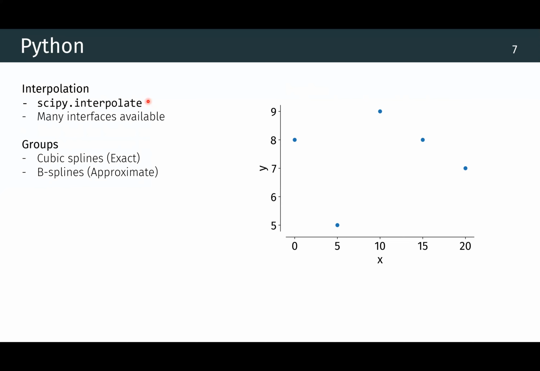So again, SciPy gives us these two families, the cubic splines and the B-splines, and for both of them I would like to walk you through some code example. We have our data points here on the right. It's still the same data points as before, but let's have a look at how you can work with this in Python.